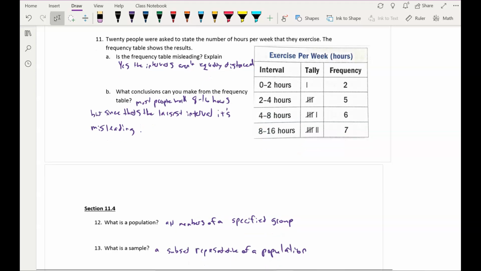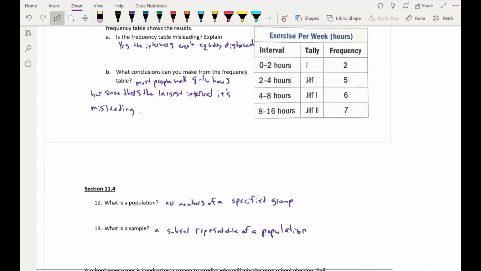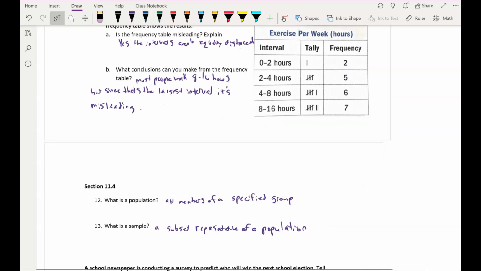Okay, what conclusions can you make? Well, you could say that most people exercise between 8 through 16. That'd be a true statement. However, the intervals are a little misleading, so there's not a lot of useful information in that, I guess, or at least clear information.